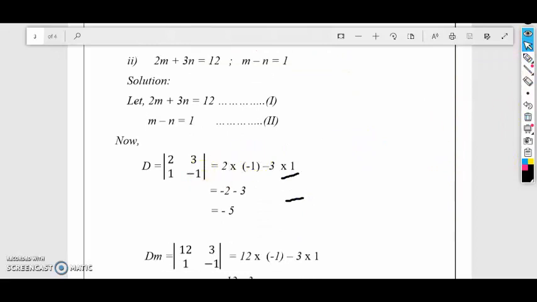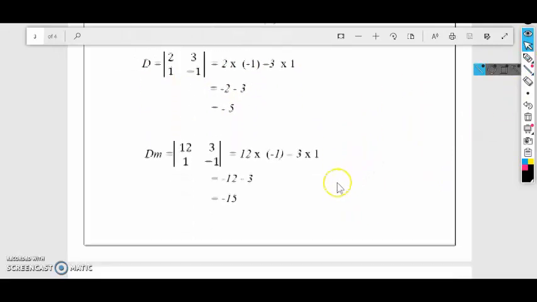Now we find the value of D. The coefficients of m in the first column, 2 and 1. The coefficient of m in the second equation is 1. Then the coefficients of n, 3 and minus 1. And then we solve. Look here, 2 into minus 1 minus 3 into 1. So 2 into minus 1 is minus 2, minus 3 into 1, 3. So minus 2 minus 3 is minus 5. So minus 5 is the value of D.